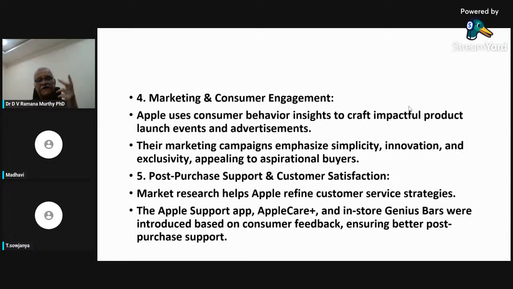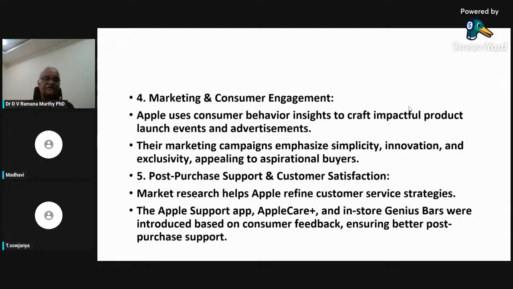And I don't have to tell you, marketing and consumer engagement is the order of the day. That means you have to engage the consumers and all that. And when you present a product, it must create an impactful experience, right? Through advertisements and through launch events. Continuously, they engage themselves with the customers. So their marketing campaigns always emphasize simplicity, innovation, exclusivity, appealing to aspirational buyers. So that's how it goes.